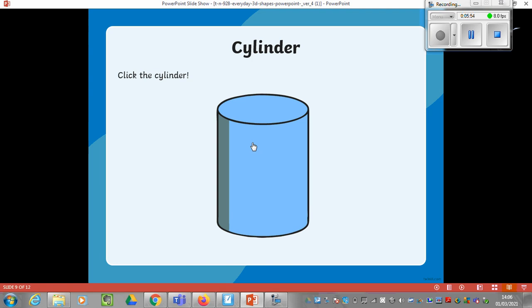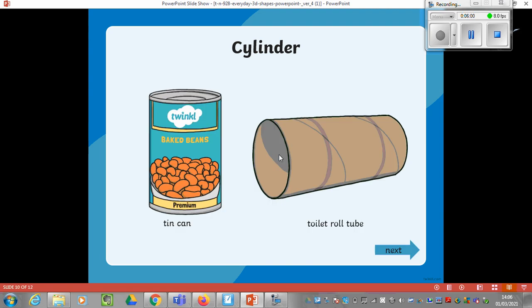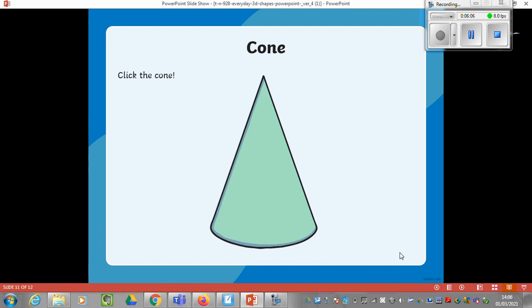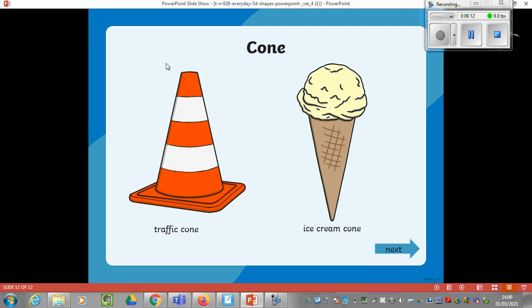And another shape that we haven't come across today, but that you will need to know at some point during year one, is a cylinder. Maybe you find a tin can of baked beans, or maybe a toilet roll tube. And everybody's favourite, I thought we'd also have a look at cones. Now we all know what a cone is. Might be a traffic cone, but oh yummy, it might be an ice cream cone.